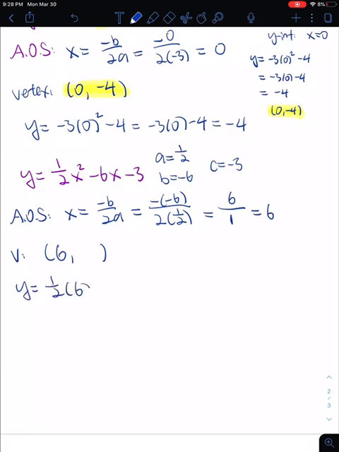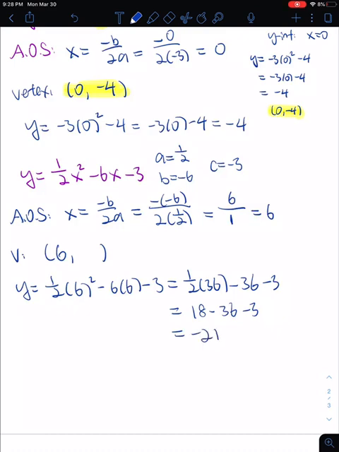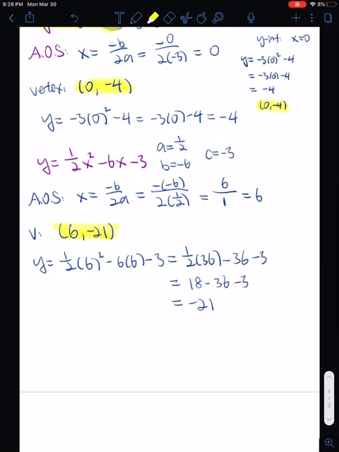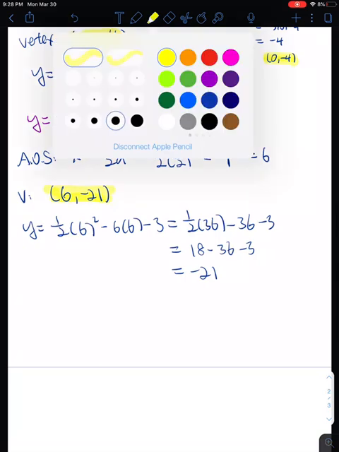And then for the y value, we can go ahead and plug in 6 into the equation and then simplify. So I get 1/2 times 36, minus 6 times 6 is 36, minus 3. So that's 18 minus 36 minus 3. So that looks like negative 21. And there it is. So that's going to be my vertex. The y is negative 21.